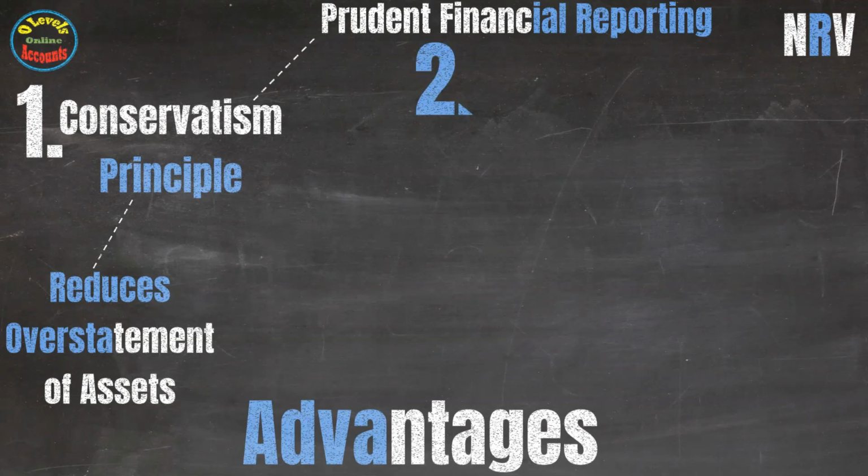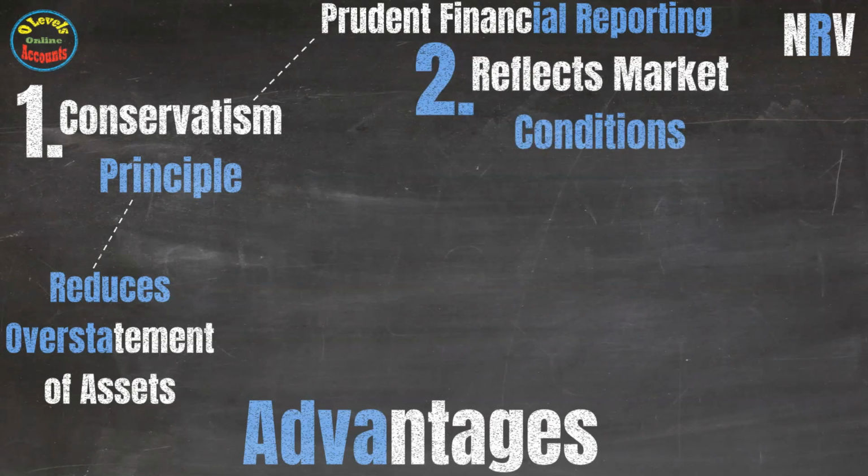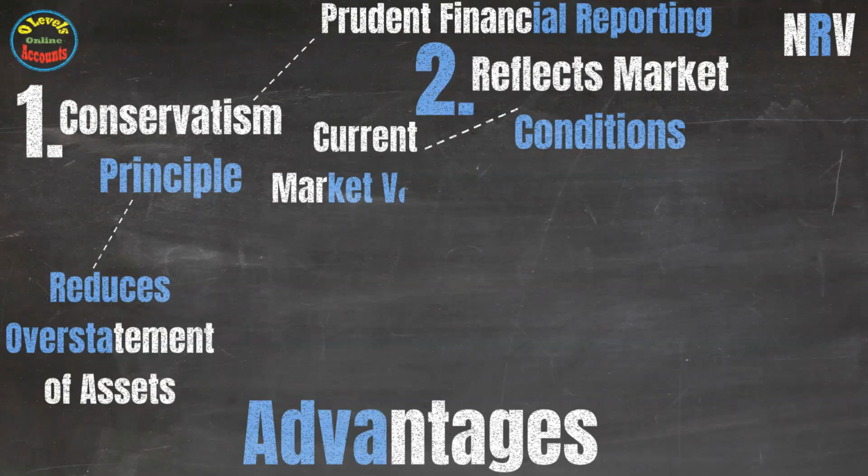The second advantage is, reflect market conditions. In this advantage we have a further two subpoints. The first point is, current market value. The lower of cost or net realizable value method takes into account current market conditions, adjusting inventory values to reflect declines in market prices. This ensures that the financial statements provide a more accurate representation of the company's financial position.